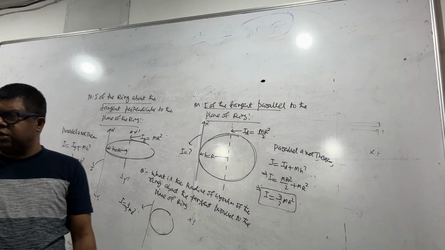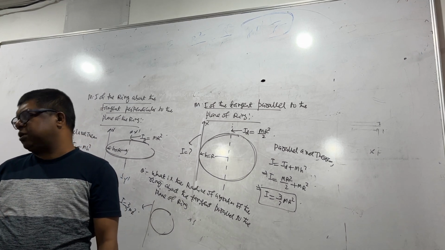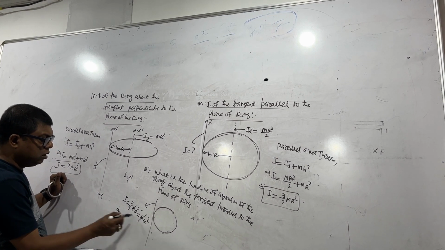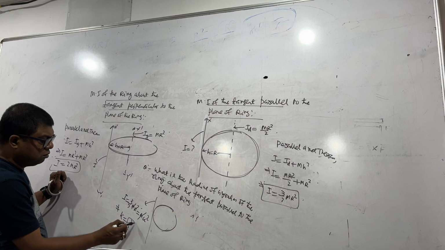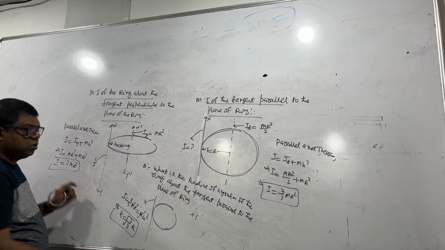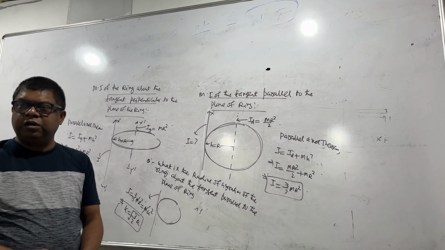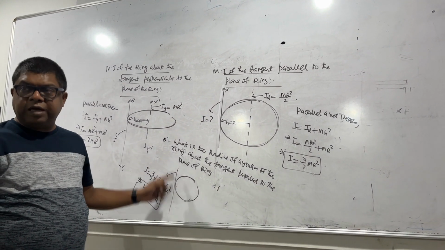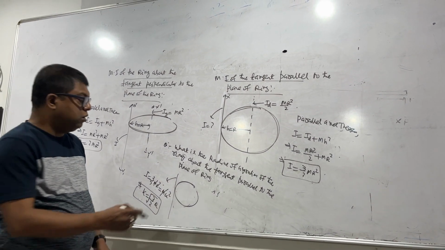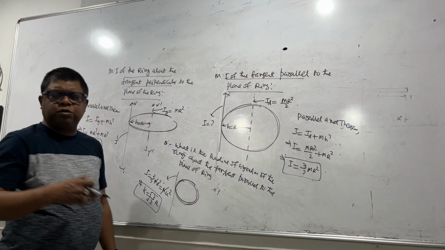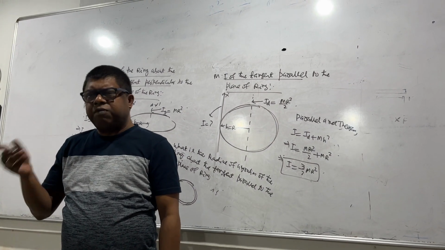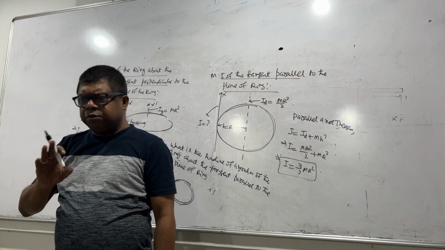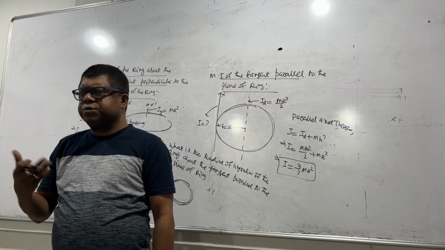To calculate the radius of gyration, you just write I is equal to MK square. So M cancels, and K is equal to root of 3 by 2 times R. K is the radius of gyration of the body about the tangent parallel to the plane of the ring. Listen: to calculate the radius of gyration about an axis, first calculate the moment of inertia about that axis, then set I equal to MK square, and subsequently you can calculate the value of K.